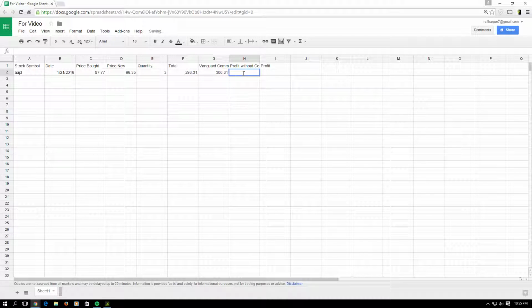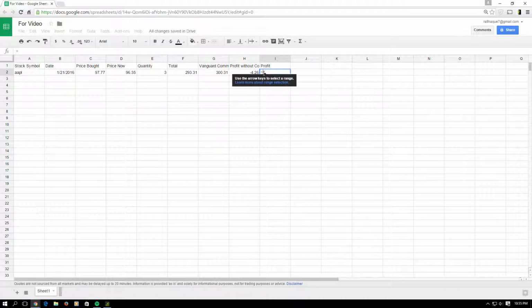And now we're going to do profit without commission. We can do that by taking whatever the price now is times the quantity, minus whatever the total cost is. And we can see that without commission, we would still lose about $4.26.